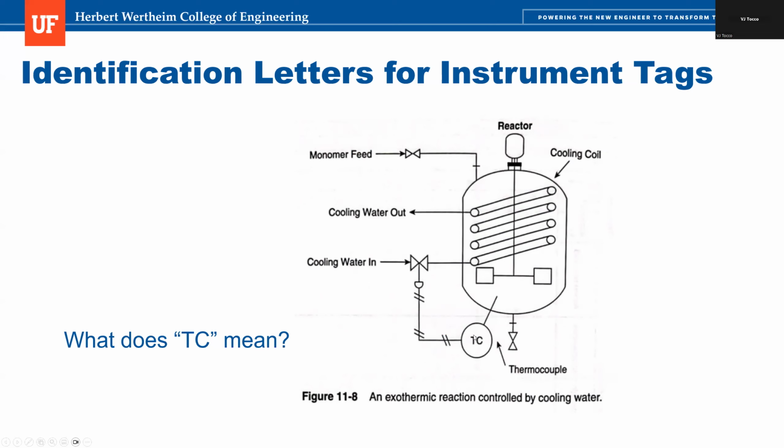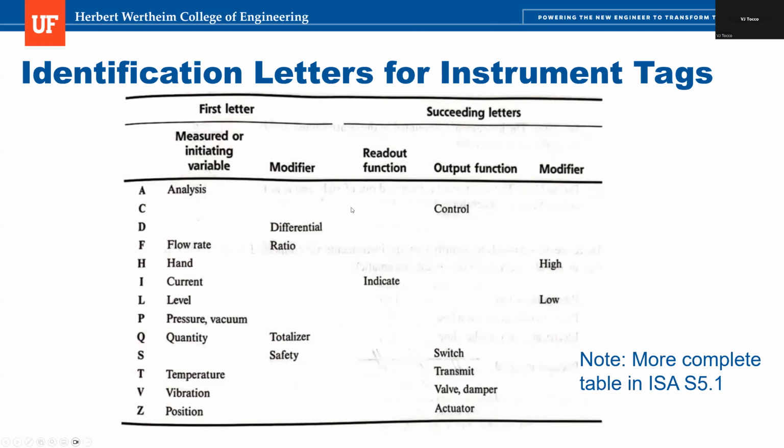Identification letters. On a lot of the pieces of equipment, you'll see two letters like this. So this is TC. That is not thermocouple, even though thermocouple kind of has a TC in it. This means temperature controller. So what do all these letters possibly mean? The first letter can be any one of these. Read through: analysis, flow rate, hand, current, level, pressure, quantity, temperature, vibration, position. Or it could be a modifier: differential, ratio, totalizer, or safety. And then the second letter will be the function or the modifier. So TC in the previous slide was temperature controller.